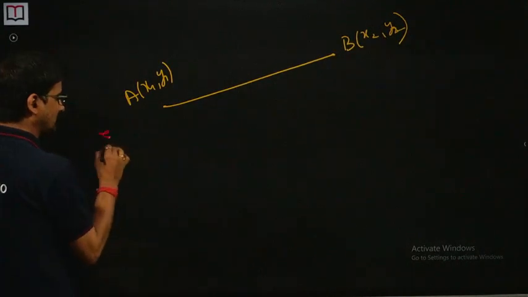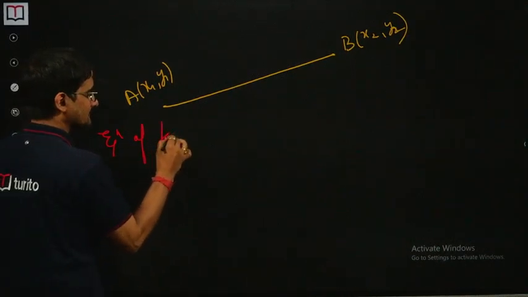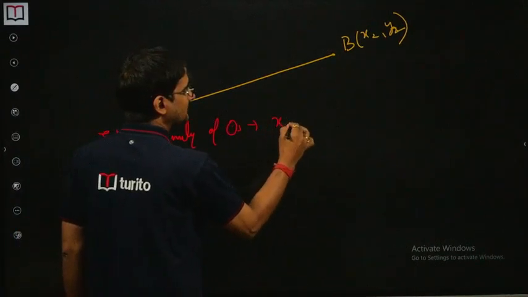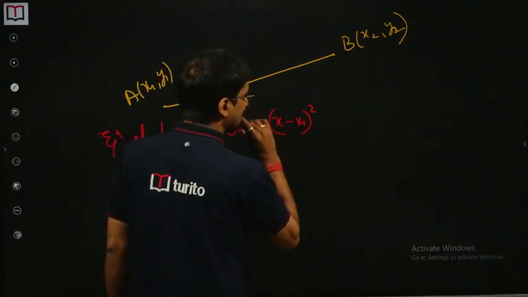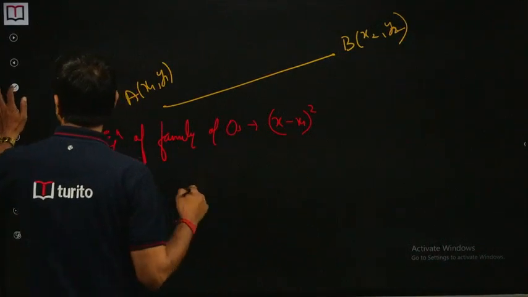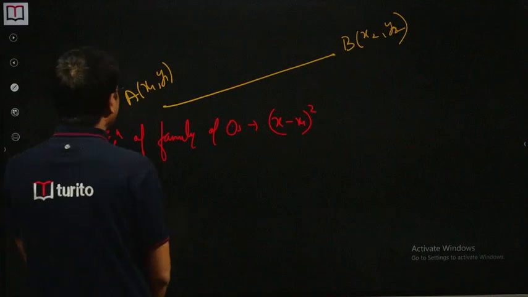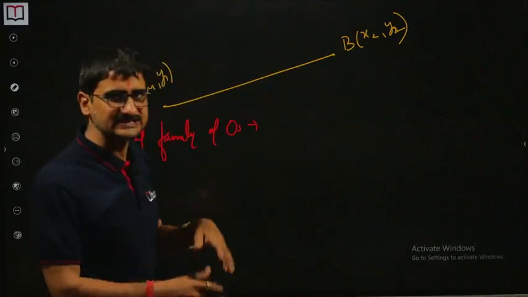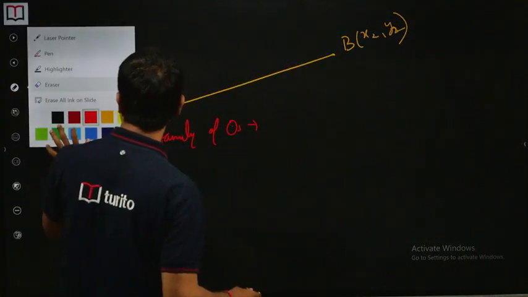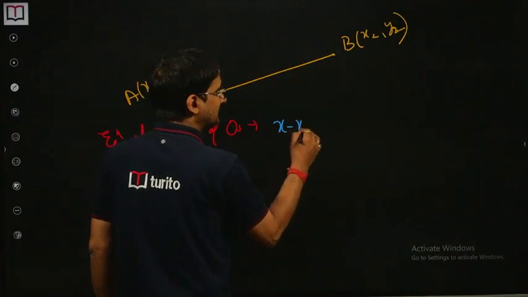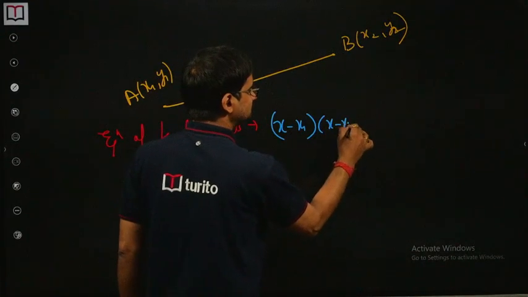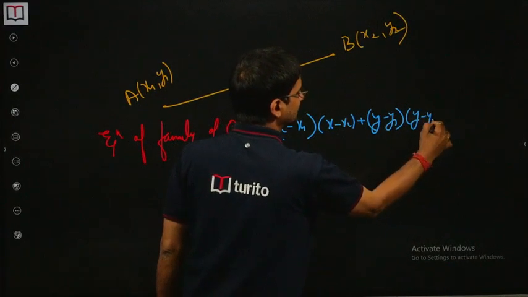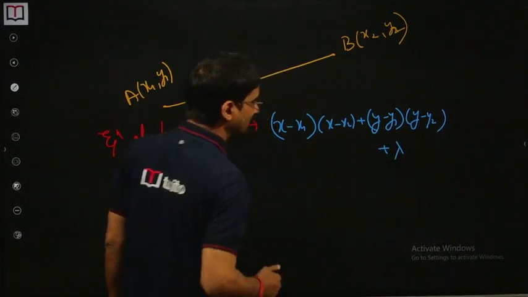So the equation of the family of circles is x minus x1, if you remember, children, rather see the circle which we consider here. The easiest possible circle is the one for which AB is the diameter, and for the diametric form we know it's x minus x1 into x minus x2 plus y minus y1 into y minus y2 plus lambda times the equation of the line.